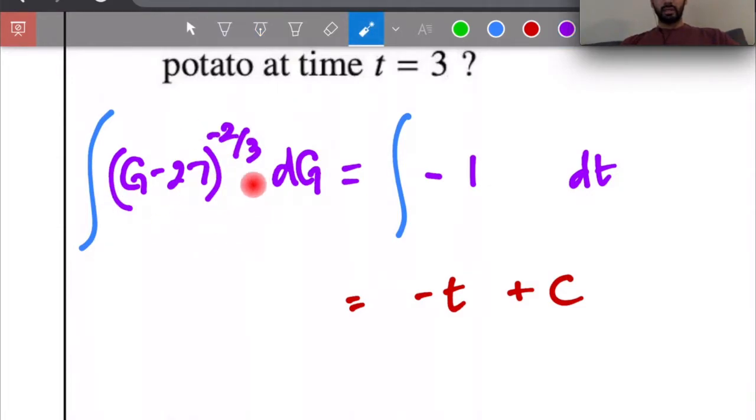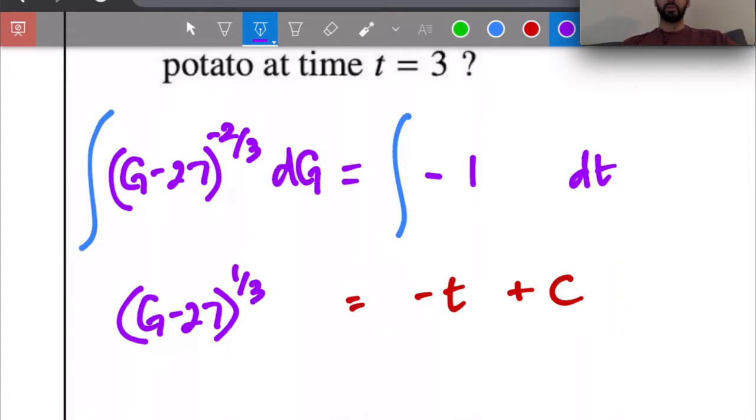I can still anti-derive this just like I said before. It's still a u substitution. g minus 27 is u. So we get g minus 27. I'm going to add 1 to my exponent, so that makes this a positive 1/3. And then I'm going to divide by 1/3. So if I divide by 1/3, that's the same thing as multiplying by 3.